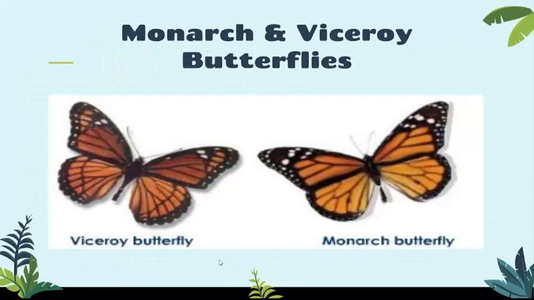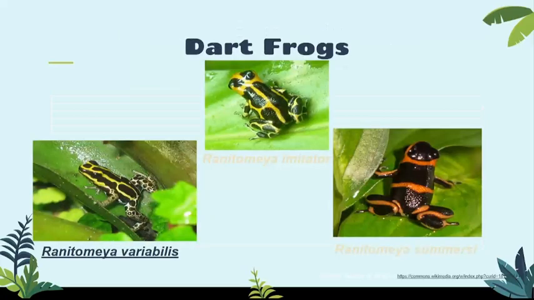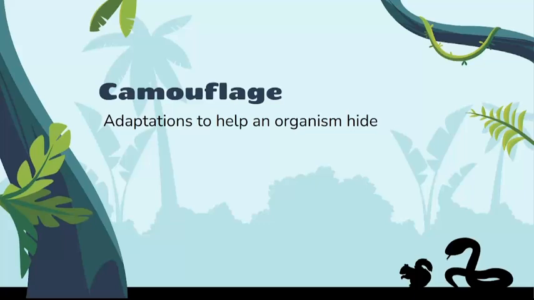Now, monarch and viceroy butterflies are basically the same thing. Dart frogs, we're gonna also look at these. Look, they all look very similar, and predators, they don't distinguish that much color, because you gotta understand, the predators could be birds or they could be snakes, and they don't really have developed eyesight.